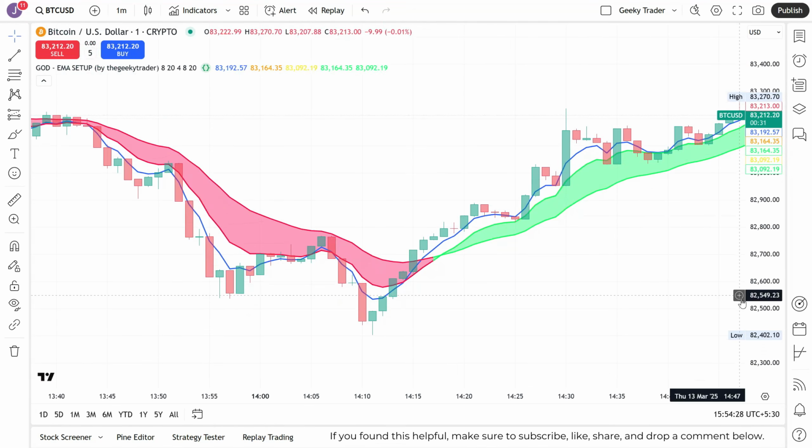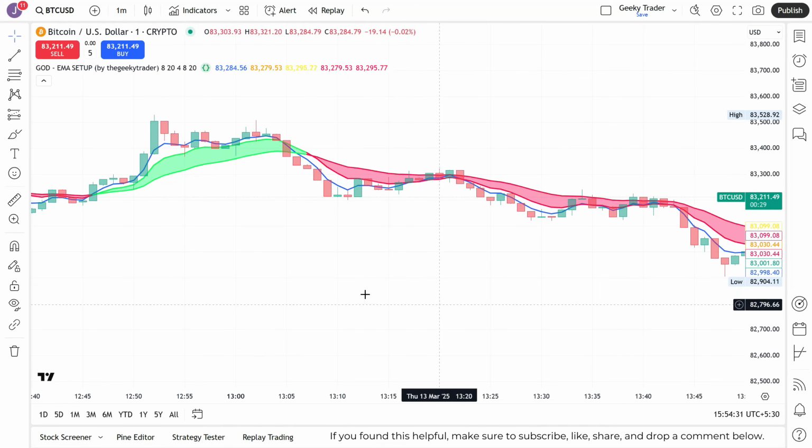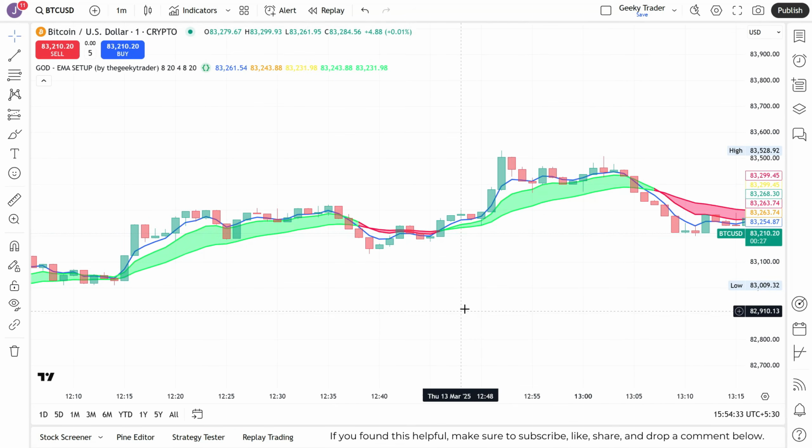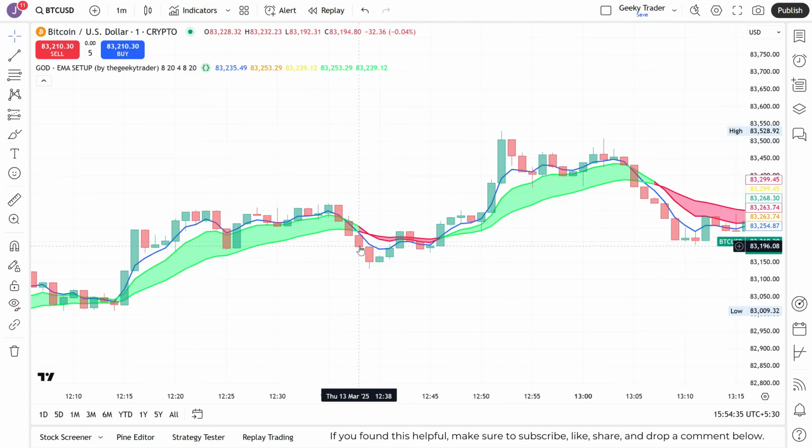confirmations. One of the most important things to keep in mind while trading is knowing when not to trade. Avoiding false signals can save you from unnecessary losses and improve your overall success rate. Let's take a look at the chart.